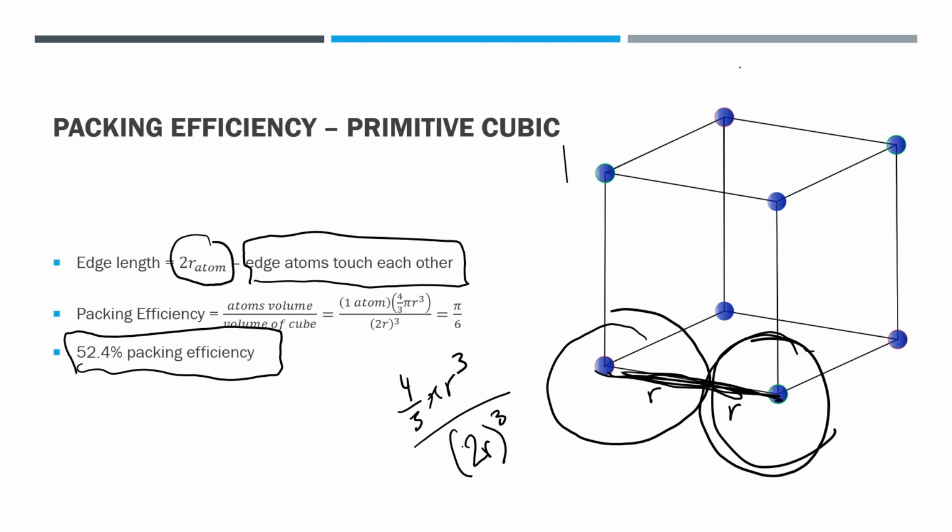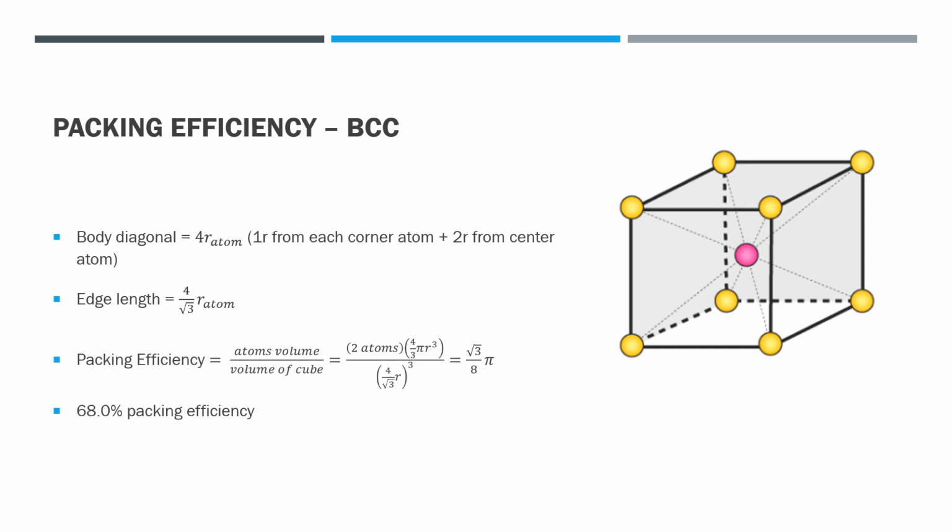So now we're going to do the same analysis, but with face-centered cubic and body-centered cubic. We're going to do the exact same thing we did with primitive cubic, but with a body-centered cubic structure. Again, we're going to take the same steps. We ask ourselves, how do I represent the edge length of the cube by the radii of the atoms? Then I can do the atom's volume divided by the volume of the cube.